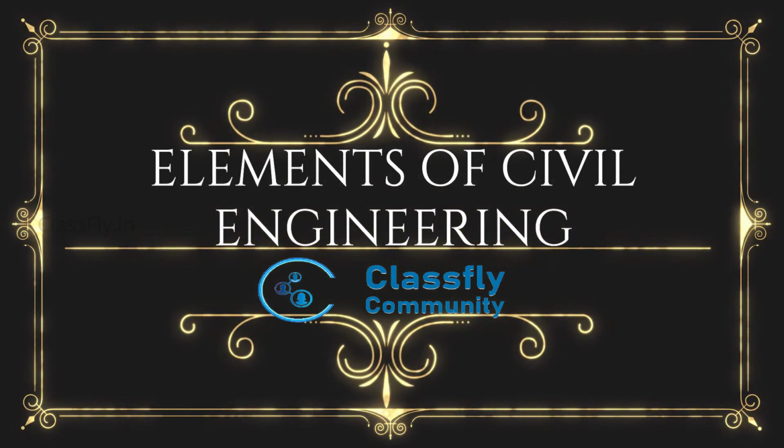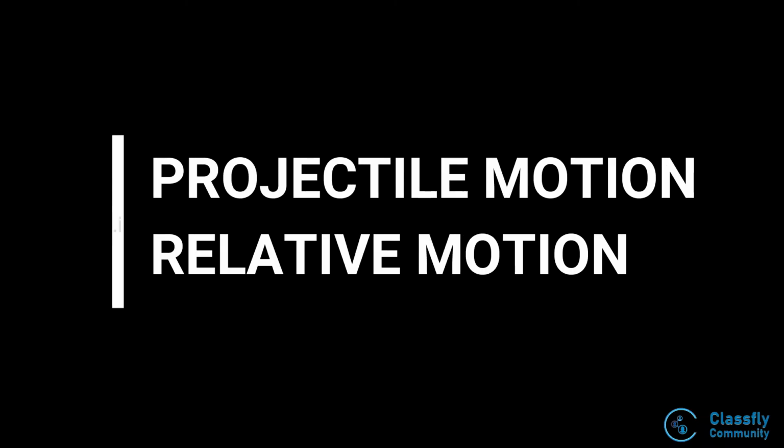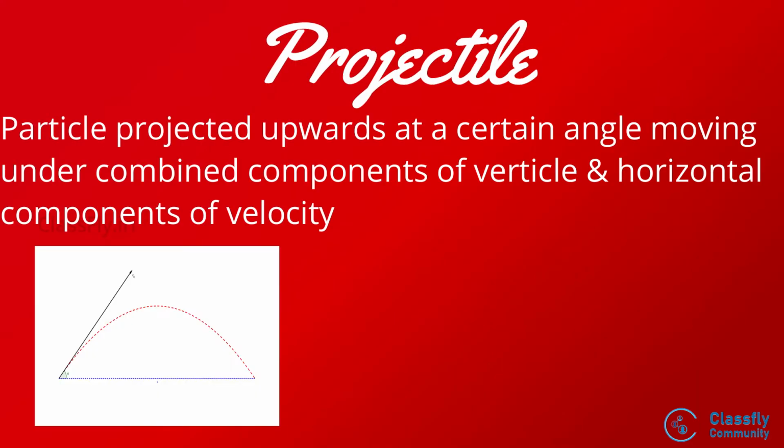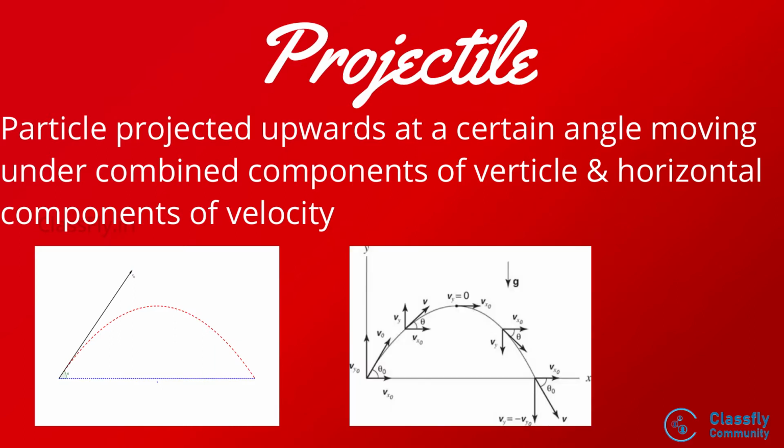Hi guys, today let us study about projectiles and projectile motion. Well, a particle projected upwards at a certain angle, moving under the combined effect of the vertical and horizontal components of velocity, is known as a projectile. This is made more clear in the below shown diagram.